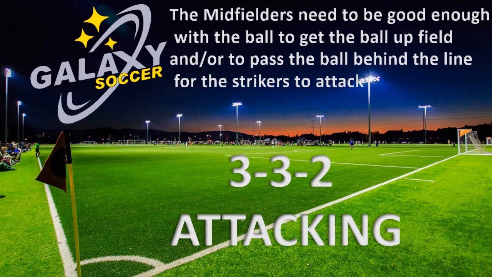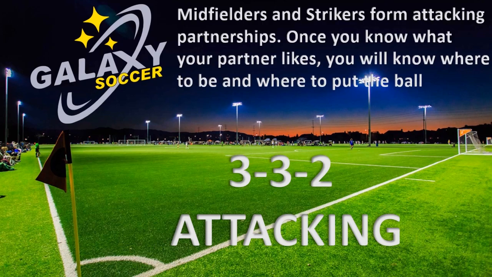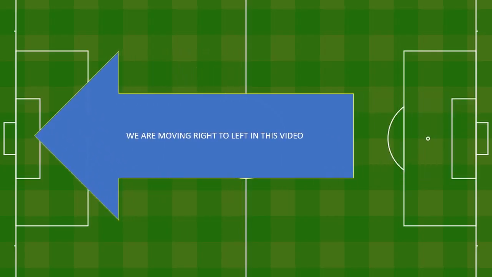The midfielders need to be good enough with the ball where they can get the ball up the field and pass the ball behind the back line so that the strikers can attack the goal. When the midfielders and strikers work well, they form what's called an attacking partnership. Once you know what your partner likes, you'll know where to be, where they'll be, and where to put the ball.